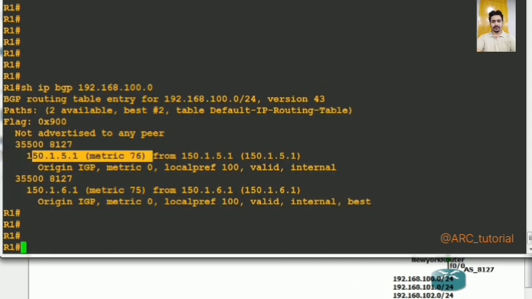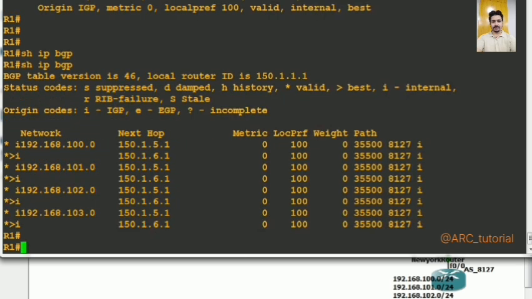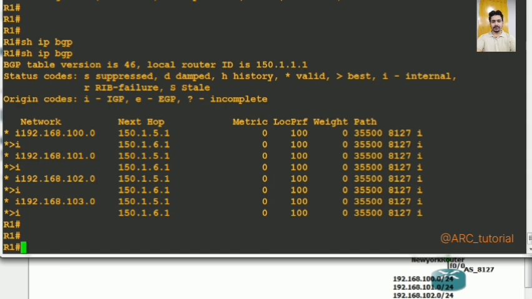Via R5 its cost is what? And via R6 its cost is what? Which one is best now? R6. Via? Tell me. Is not it?